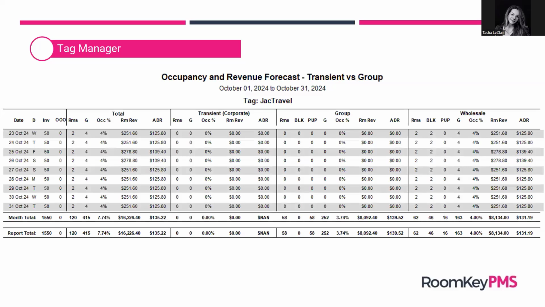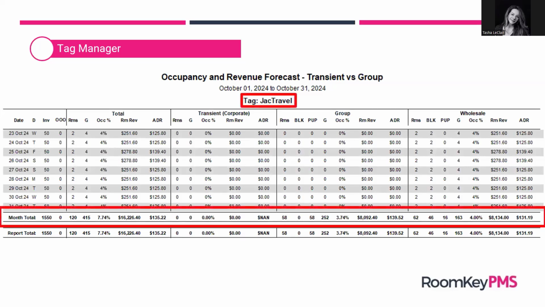Now let's take a look using that Jack Travel filter. Again, this is a tour or travel agency that sends both wholesale FIT business as well as group business, but it does not send me any corporate business. Here I can see my total for the Jack Travel tour company. Let's take a look at the revenue here, a total of $16,226.